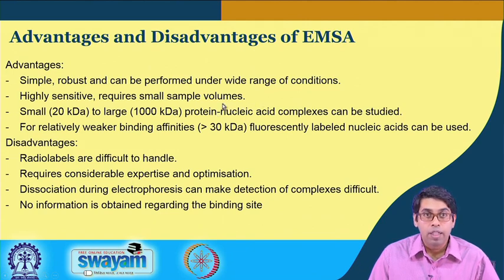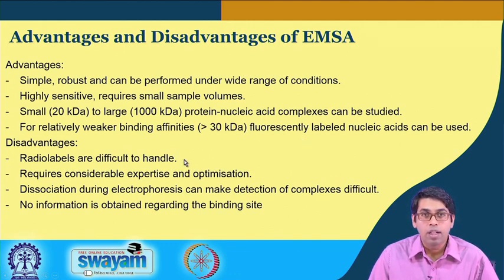So, these are some of the advantages and disadvantages of EMSA. The advantages are that it is very sensitive and requires very small amount of samples, and it is highly robust, which means that you can repeat these experiments and get reproducible results. It can also be used for a wide range of protein DNA complex sizes. Smaller complexes like 20 kilodaltons up to 1 megadalton size complexes can be studied by this method. For relatively weaker binding, we can go to the alternative labeling methods, for example, labeling the DNA with fluorescent labels.